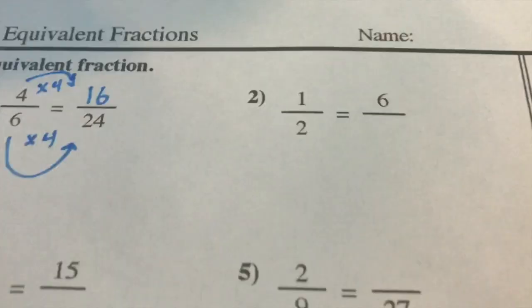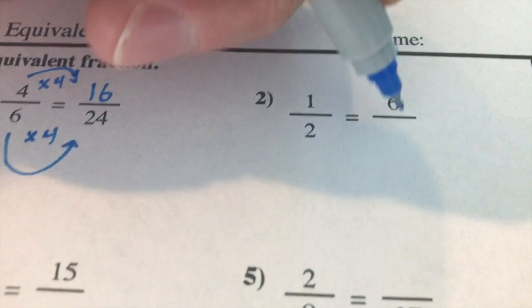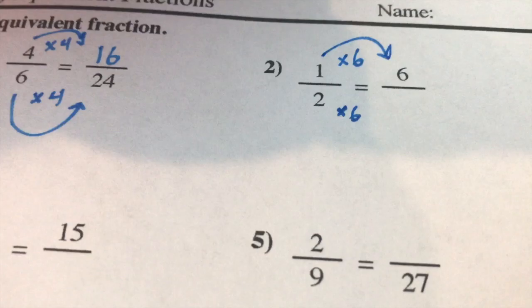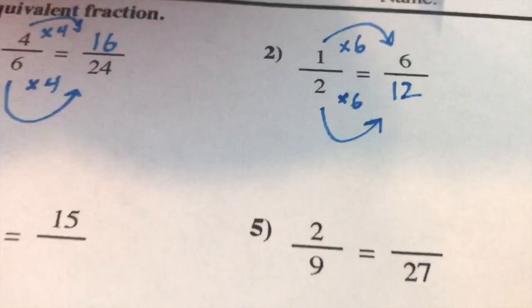Next up, we've got 1/2 again. All right, now 1/2 is equal to 6 over what, and we are missing our denominator. So if we had 6 times as many pieces shaded in, that would mean that we had 6 times as many pieces overall. 1 times 6 is 6. 2 times 6 is 12.